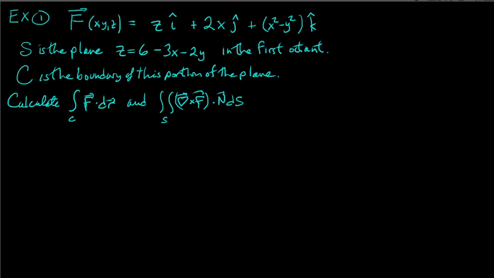The surface S is the plane z equals 6 minus 3x minus 2y in the first octant. The first octant, I don't know if we've talked about that, is basically where x, y, and z are all positive. So x is positive, y is positive, and z is positive. So it's similar to the first quadrant in 2 dimensions. Because there are 8 octants in 3 dimensions, we just call it the first octant. And C is the boundary of this portion of the plane.